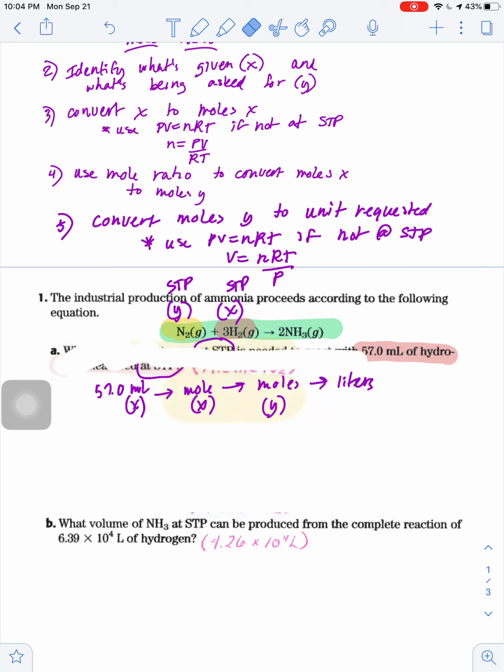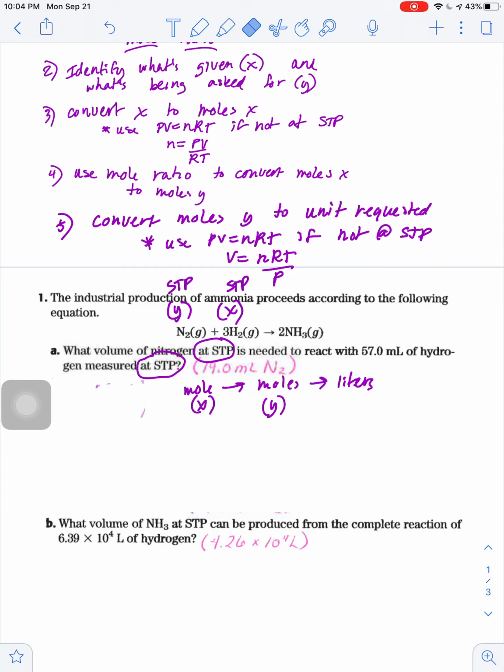Okay, I'm going to erase this because I don't want it to be overwhelming. I'm going to take away the need to convert to moles and out of moles, and just use that middle conversion factor. So I have 57.0 milliliters of X given, and I'm going to write the mole ratio in the middle. There are 3 moles of X for every 1 mole of Y.